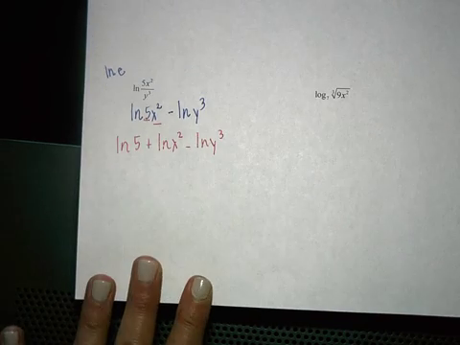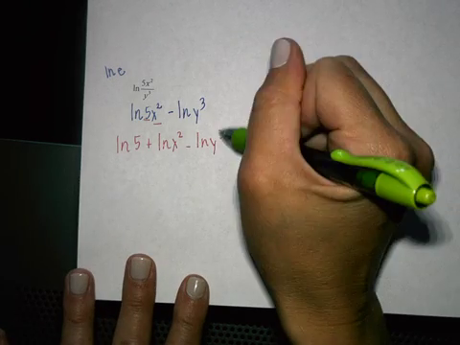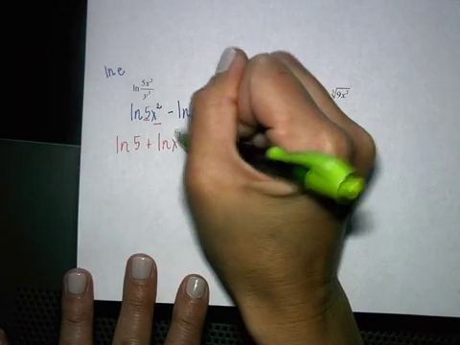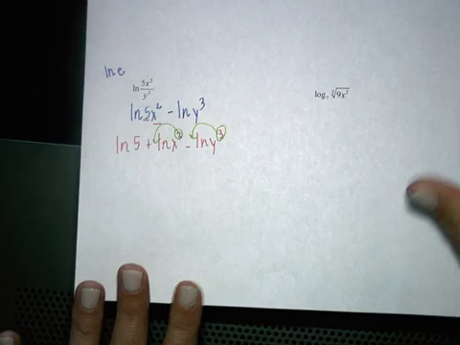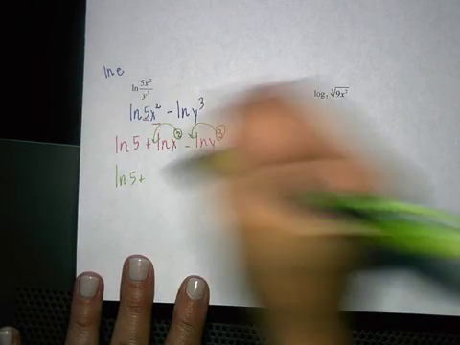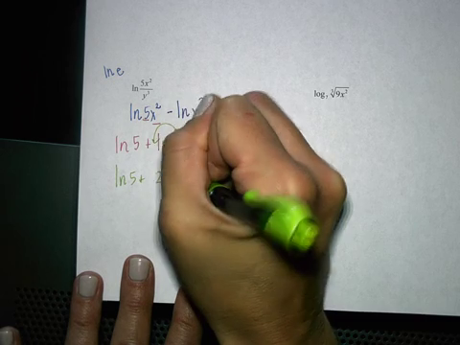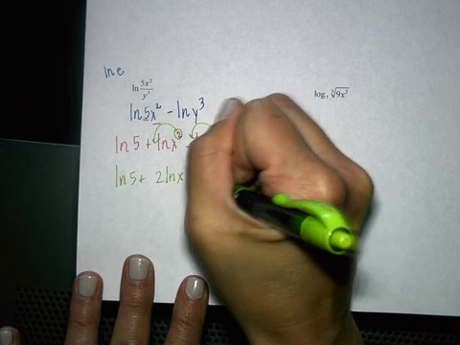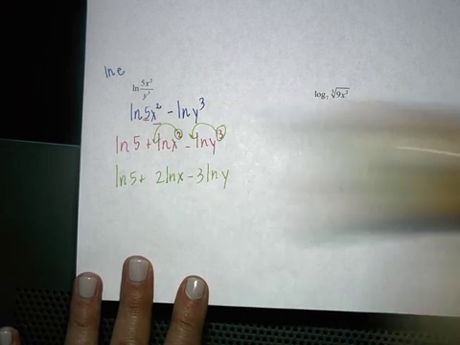And then now that they're all single terms there, we can move each of our exponents to the front of each of the logs. And so we end up with the natural log of 5 plus 2 natural log of x minus 3 natural log of y as our final answer.